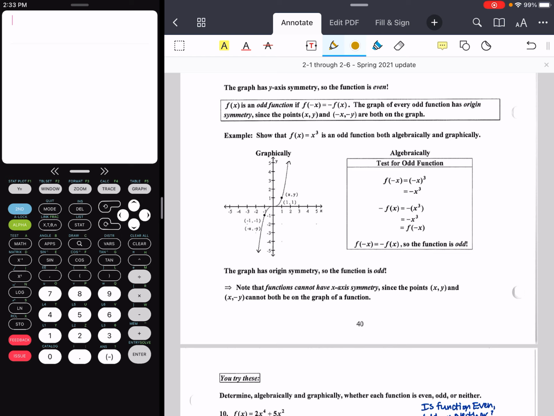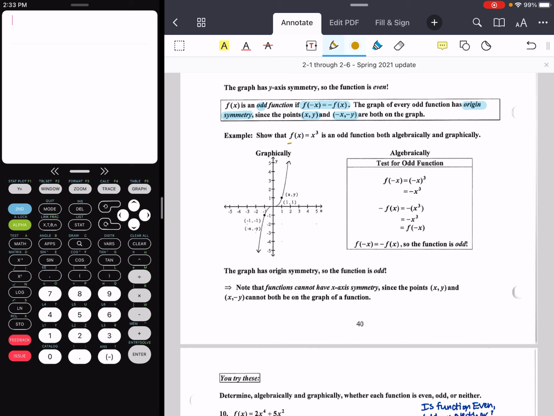All right, so next up, let's look at an example of an odd function. f of x is an odd function if f of negative x equals negative f of x. The graph of every odd function has what's called origin symmetry. You can spot check this by looking at the point x, y. Every x, y should have a matching negative x, negative y. That's origin symmetry. So first, let's take a look at our graph just to see an example of origin symmetry.